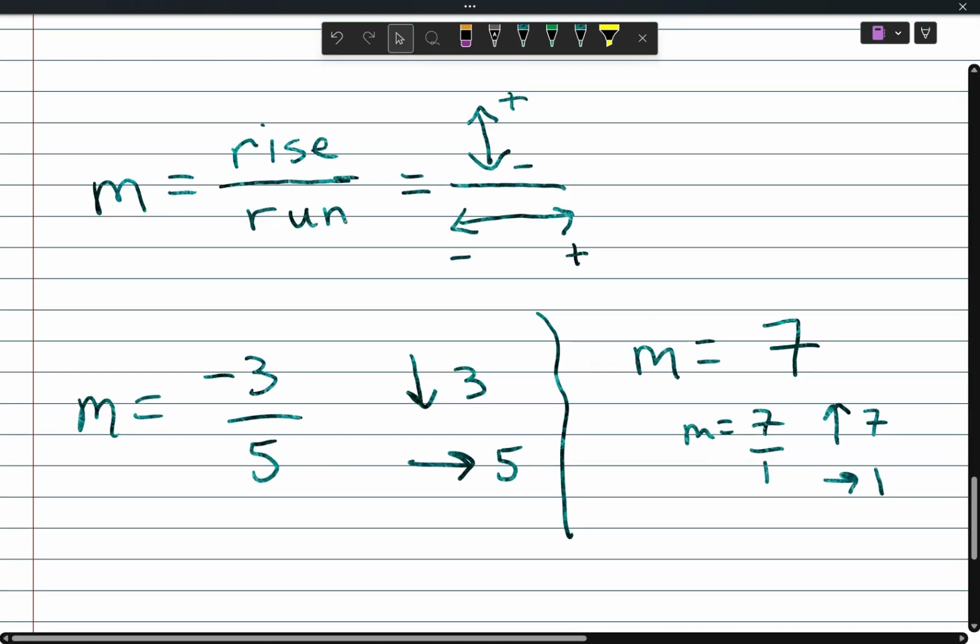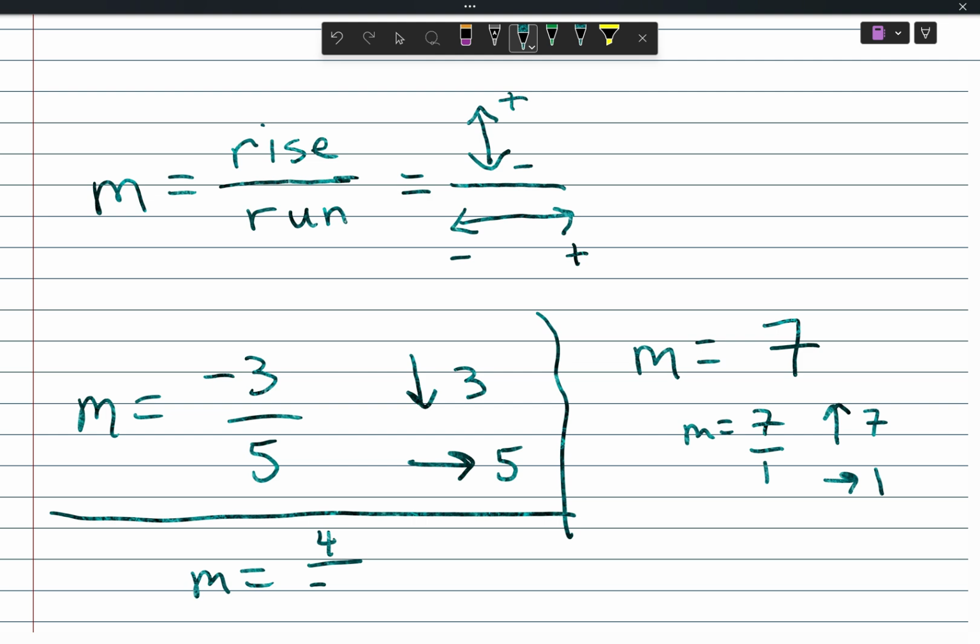Right? And then lastly, let's try one more. Let's say we had the slope is equal to 4 over negative 3. Well, the numerator is the rise, the up and down movement, so we go up 4 from the y-intercept, and then from that up 4 movement, we will go to the left 3 because it's negative.